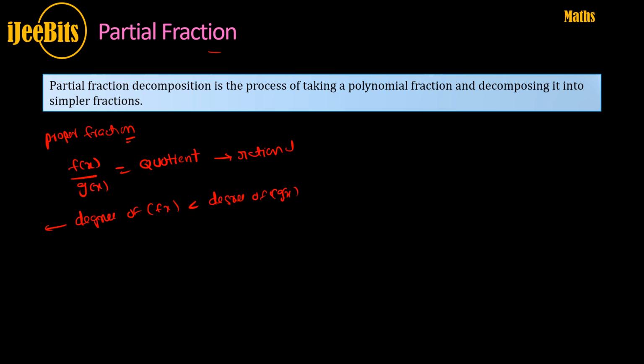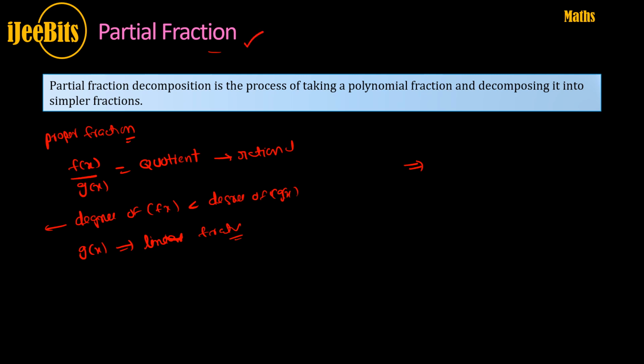Now let's take a proper fraction, something like this. If you are able to divide the denominator g of x into linear factors, then the whole proper fraction can be represented as two simpler fractions. So the method of decomposing into simpler fractions is known as partial fractions.